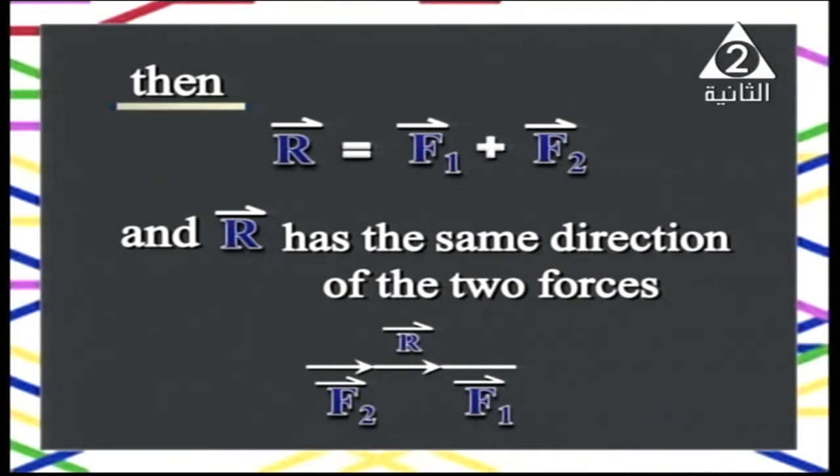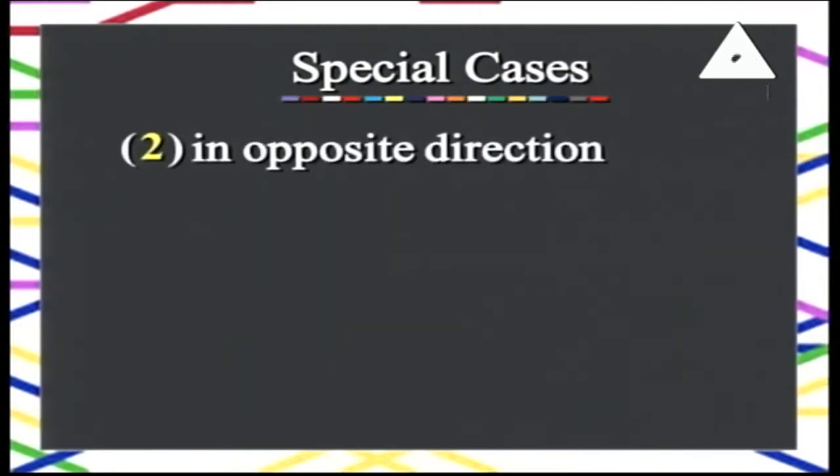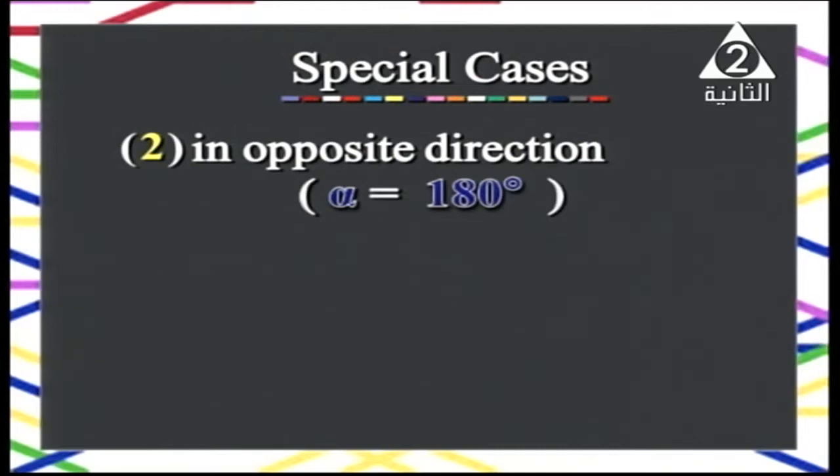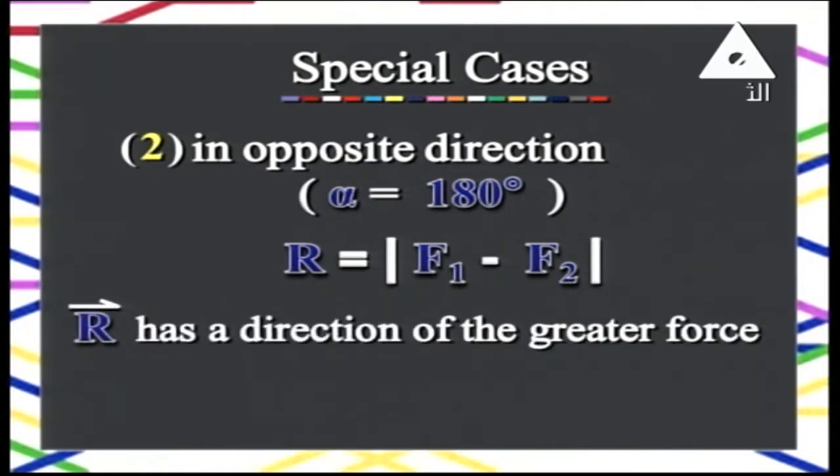My dear student, second special case: if we have two forces in opposite directions. What do you mean? In this case, alpha between the two forces equals 180 degrees. Then the magnitude of R, or the magnitude of the resultant, is the absolute value of F1 minus F2. R is in the direction of the greater force.